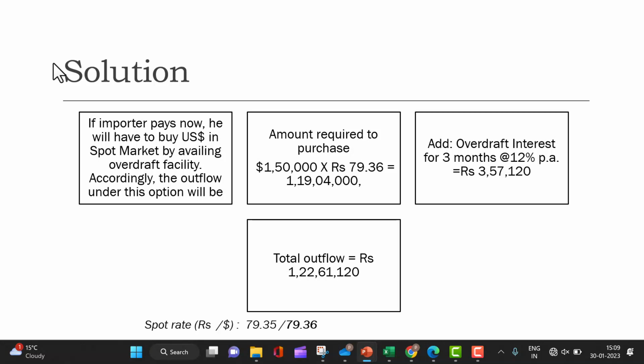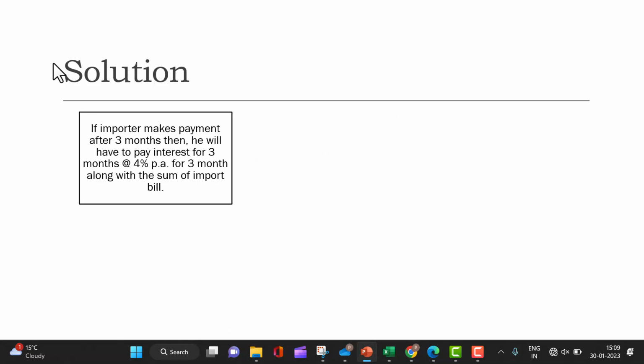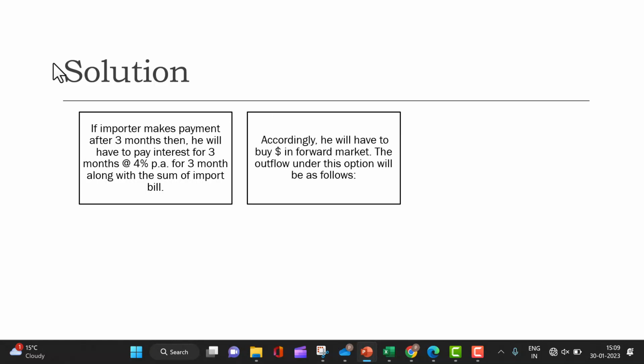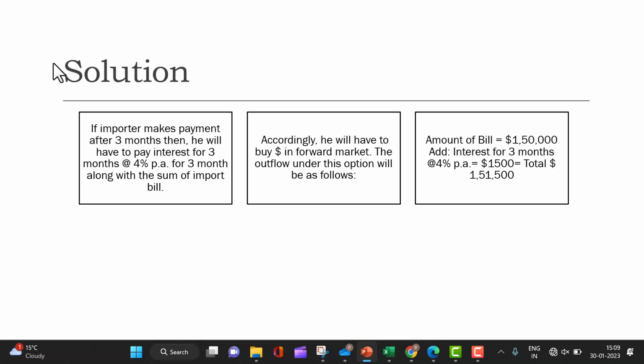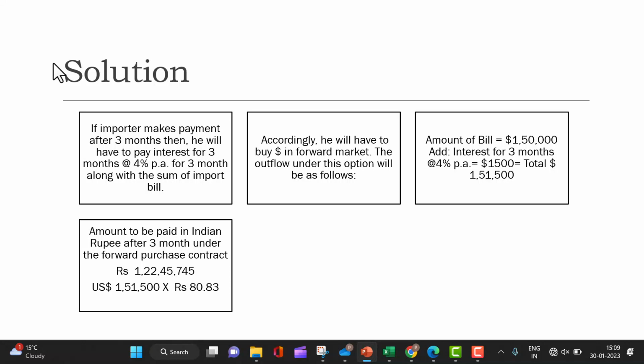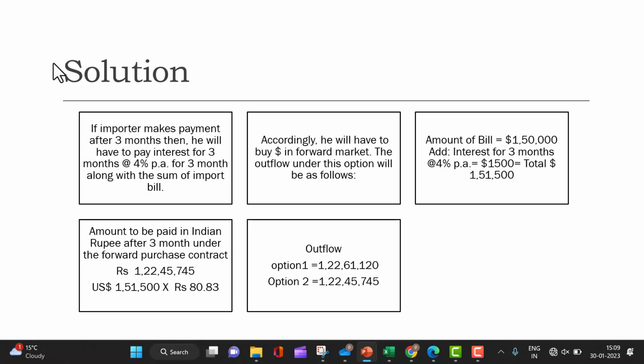Okay, that's not it. Now the second one: if he makes the payment after 3 months, he has to make a 4% extra payment to the importer. So he is going to pay 1,51,500 after 3 months. Since you are going to make it at the forward rate, the rate applicable would be 80.83, which means it will be 1 crore 22 lakhs 45,745. So if you compare both, you will find option number 2 is better here again.